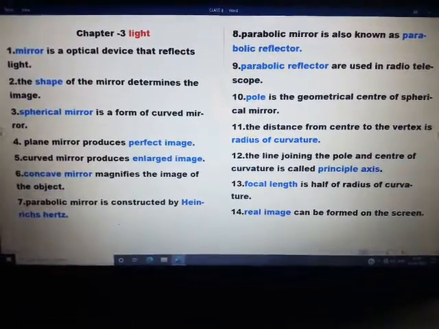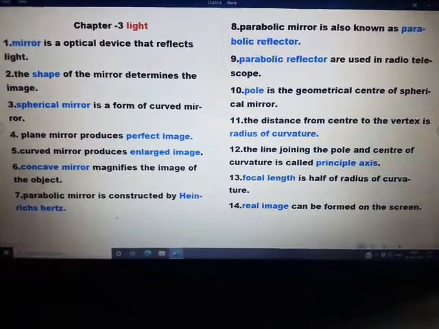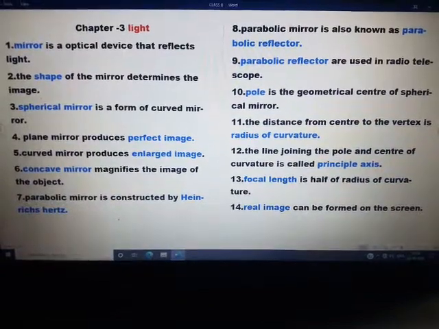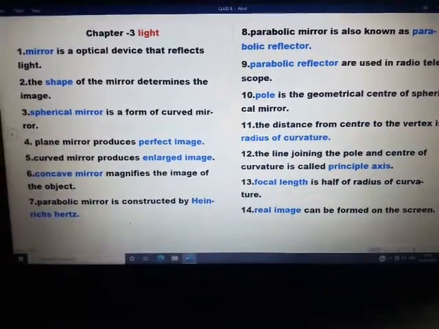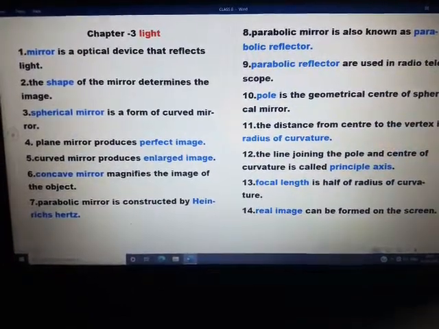Third question, dash is a form of curved mirror. Spherical mirror is a form of curved mirror. Curved mirror have been divided into spherical mirror, cylindrical mirror, parabolic mirror, etc.